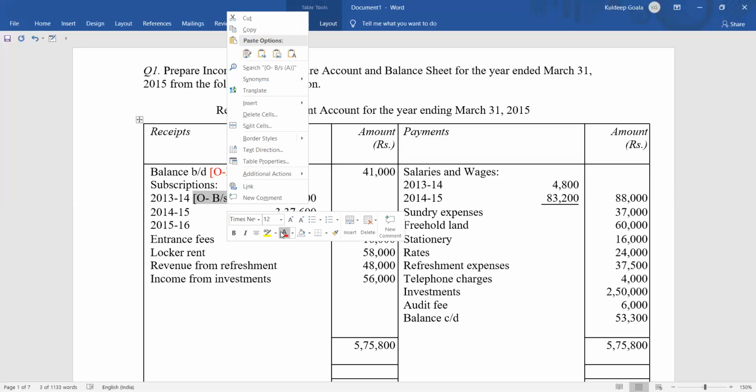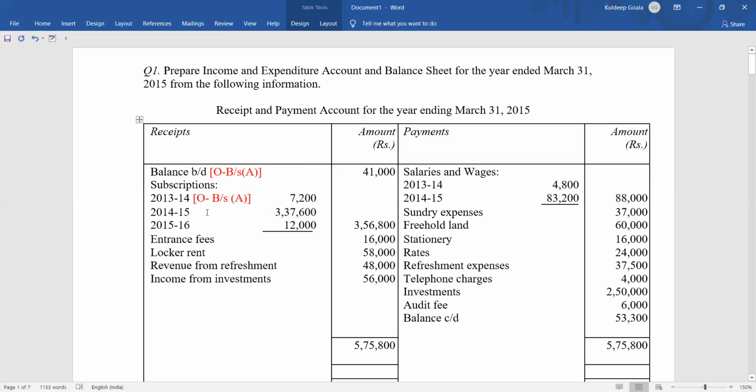Now coming to the next one, that is for 2014-15, it will come in the income and expenditure account. So remember that current year items will come in the income and expenditure account, income side.